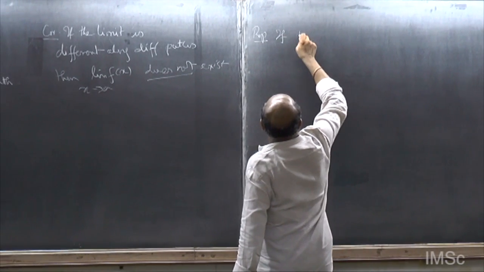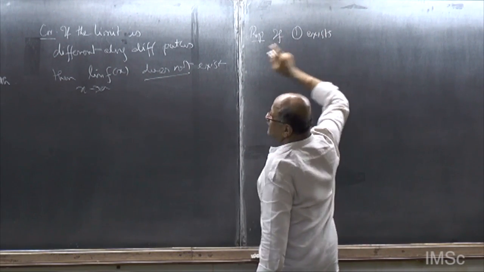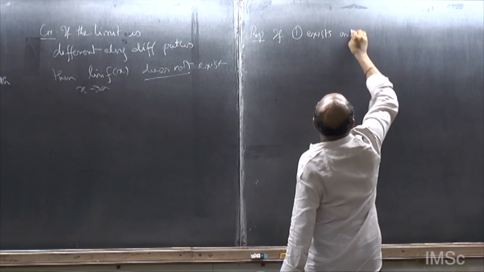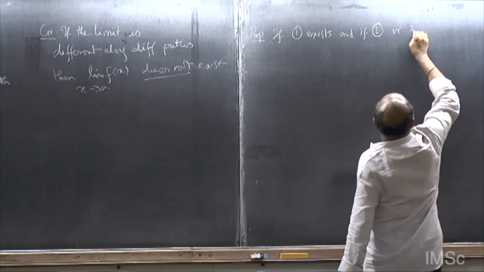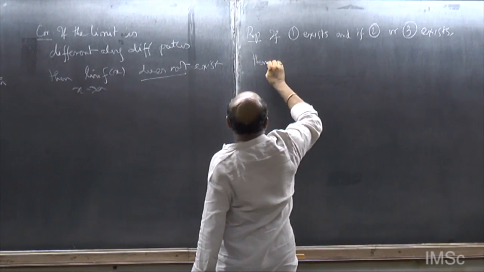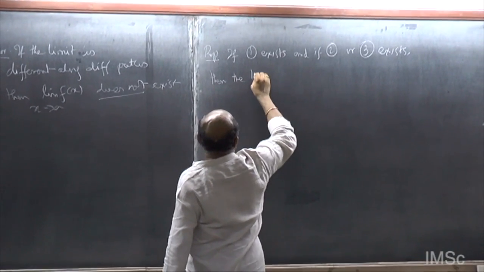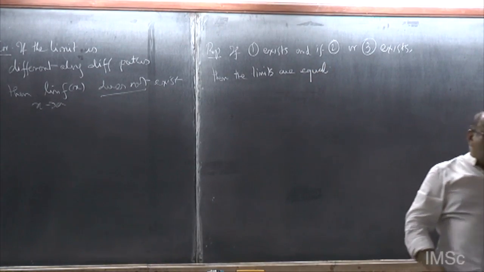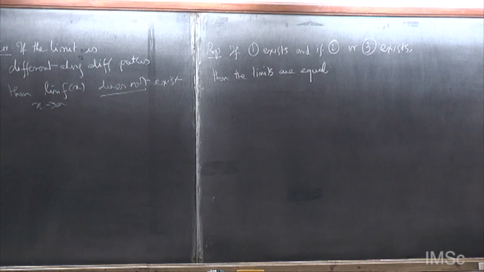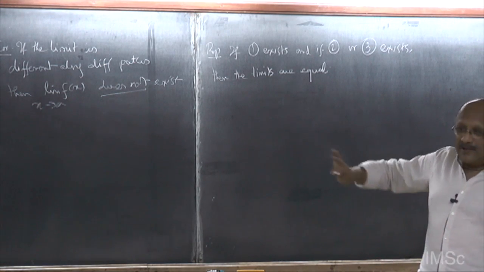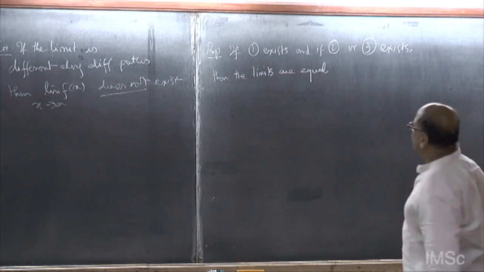So, if one exists, that means the limit as x tends to a of f of x exists, and if 2 or 3 exist, then the limits are equal. So, if 1 and 2 exist, then the limit has to be the same. If 1 and 3 exist, the limit has to be the same. But mind you, I am not saying very much. We will see examples now of what will happen.